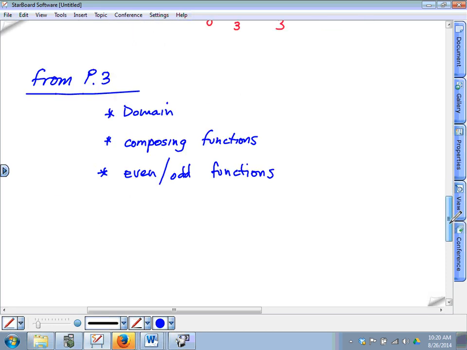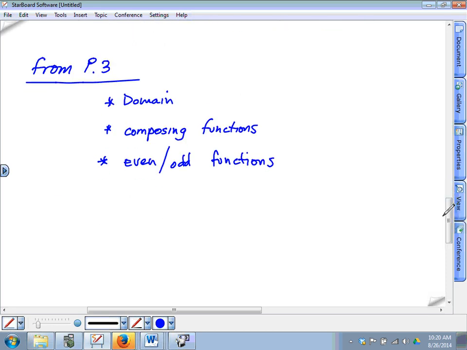Finding domain of specific functions. Domain meaning, what is domain? What's the domain of a function? The all possible x values. Okay, or the inputs. The range would be the set of all outputs.